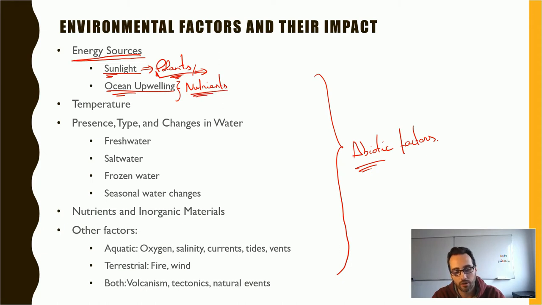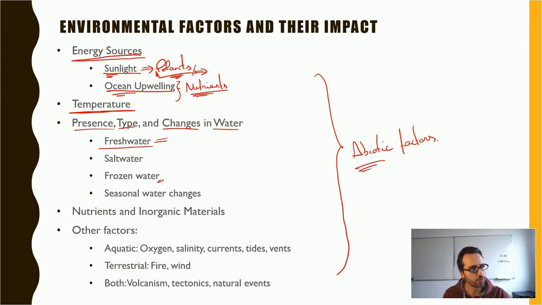This is because there are currents forming in the ocean depending on their temperature. So sometimes an upwelling means that the cold water rises and reaches the surface. This cold water is full of nutrients, full of microorganisms that are the basis of the food chain. So both of them, sunlight for plants in terrestrial ecosystems, and ocean upwelling for aquatic ecosystems, are very important as a source of energy. The temperature is also important, especially for the distribution of the species. And another thing that we have to consider is the presence, the type and changes in water. We're talking about aquatic ecosystems.